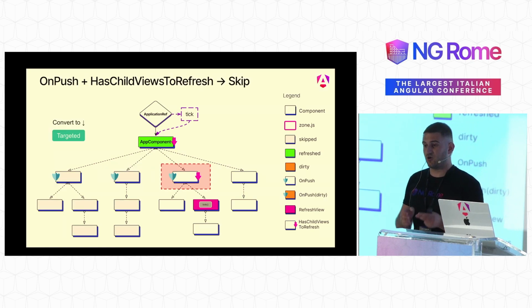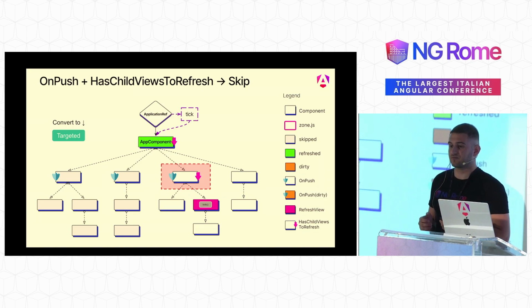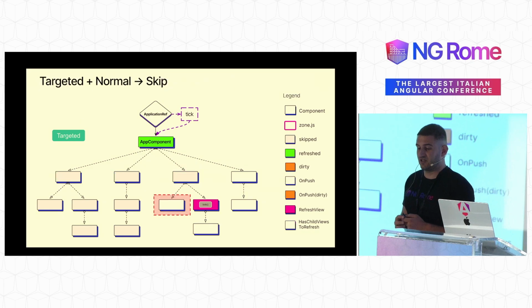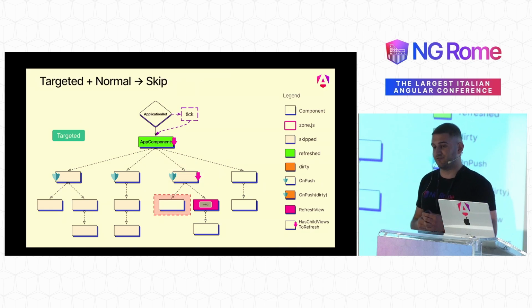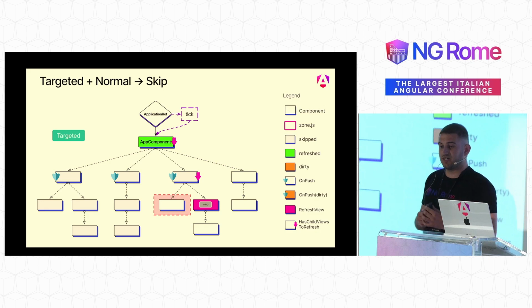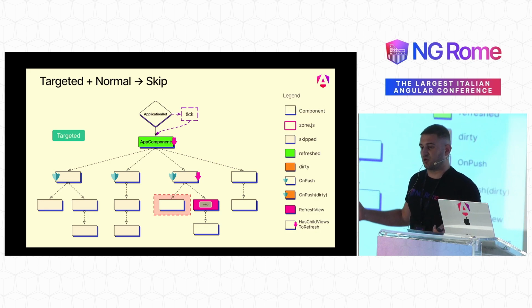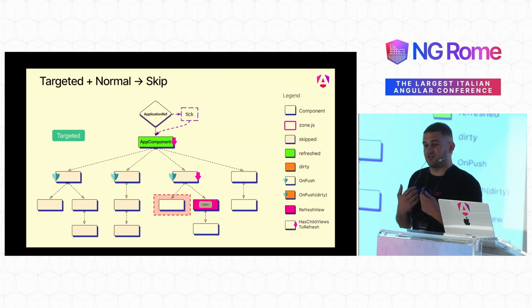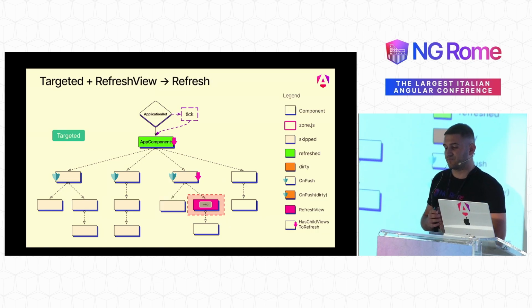Then we come to the OnPush and has child view to refresh that we saw before. And at that point, we convert to targeted mode. But we don't refresh this component because it's not changed or not marked as dirty or refresh view. Of course, skip it. We don't refresh anything. But we traverse children in targeted mode now. Because we are in targeted mode and this is just a normal component, we don't refresh it because, as we said, we only refresh the refresh view components. So we skip it.